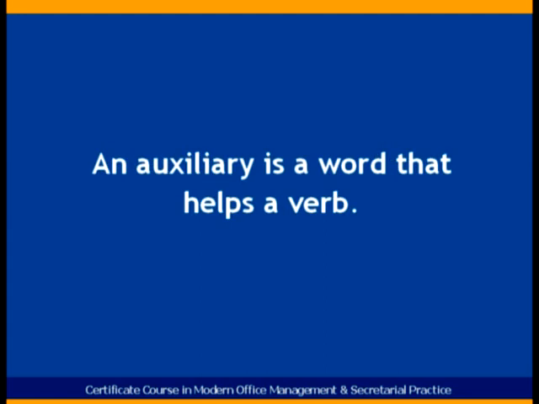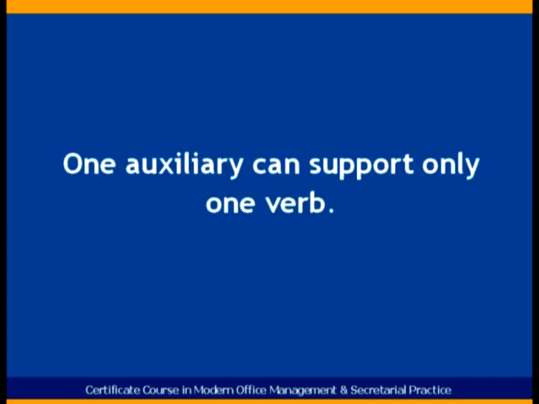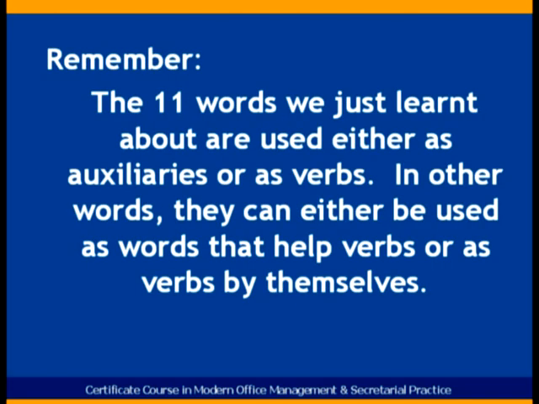So let us see what we have understood about an auxiliary. An auxiliary is a word that helps a verb. We must understand that one auxiliary can support only one verb. Remember, the 11 words we just learned about are used either as auxiliaries or as verbs. In other words, they can either be used as words that help verbs or as verbs by themselves.